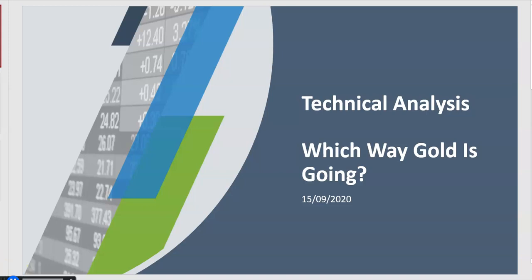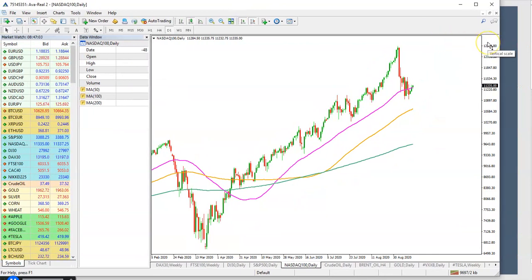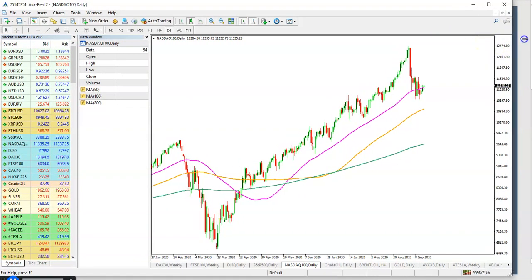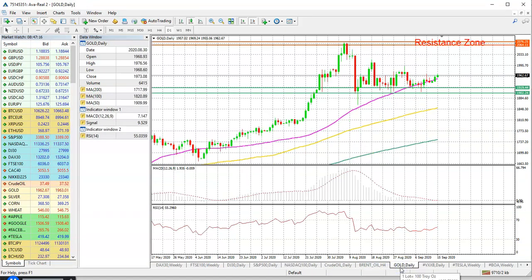Now I'm going to bring out the MT4 platform, and I'm sure all of you are aware of it. This can be downloaded from any website, from Avatrade's website as well. What we're going to look at, obviously, is gold. So I'm going to bring out the chart, and to begin with, we're going to look at the daily time frame first. On the daily time frame, we have three different moving averages. First of all, in purple, you have your 50-day moving average, followed by your 100-day moving average, and finally your 200-day moving average.